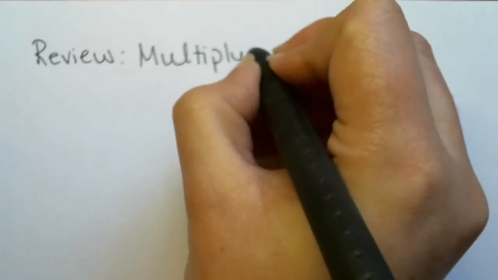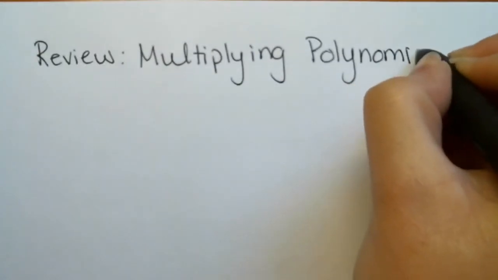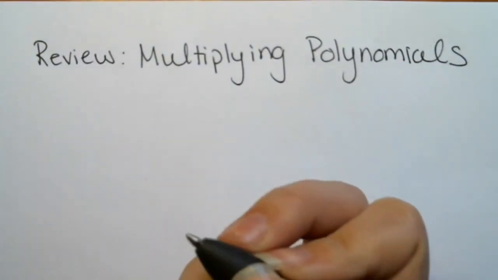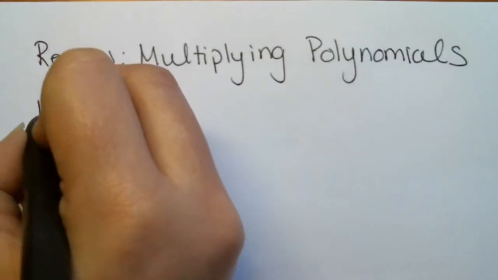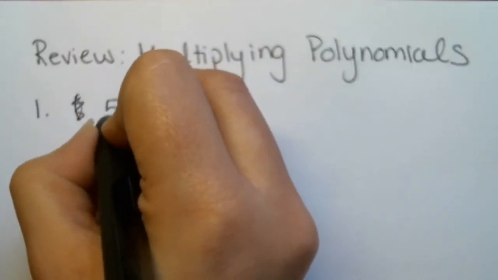The only other thing I wanted to review in this section: you will see in the homework a review of adding and subtracting polynomials. I'm sure you know how to do that, but the only other thing we're going to review is how to multiply polynomials. So let's look at something with just a monomial first.